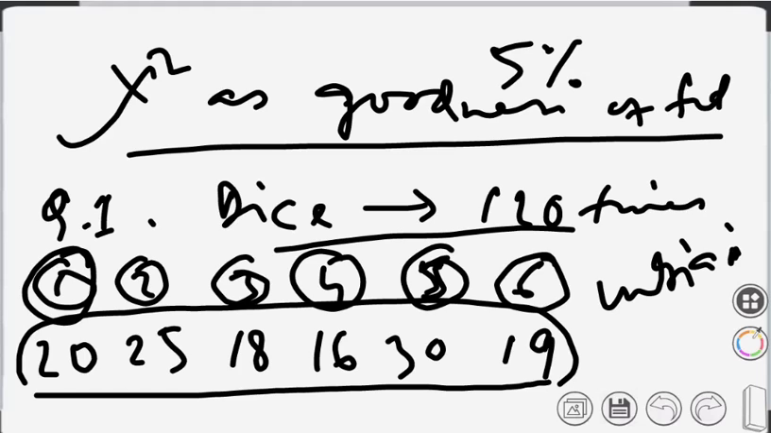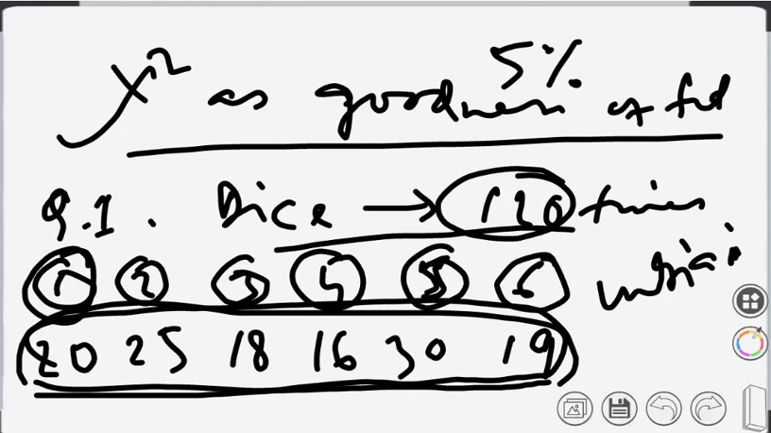So that means out of 120 times, each face will come up 20 times. It's not necessarily true, and in real life that may not happen. So in real life this is what happened. With that result, can we test whether this is an unbiased die?